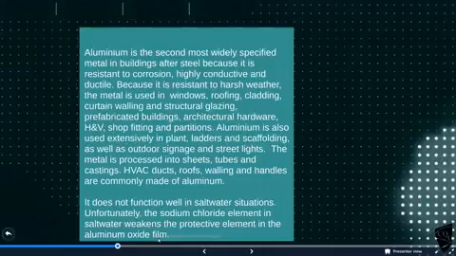It doesn't like salt water, unfortunately. The sodium chloride element in the salt water weakens the protective coating, the oxide film, so it will corrode itself there. So unfortunately it's not good for that. But aluminium, it's nice and strong. It's quite easy to dent though. That's the only thing. It hasn't got a good resistance to impact damage.